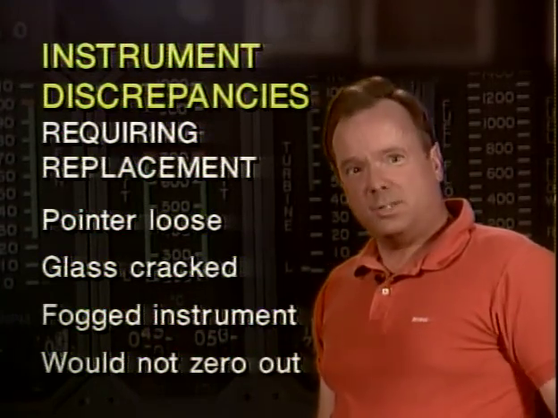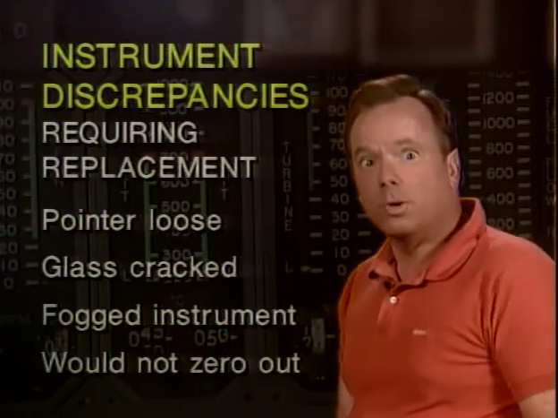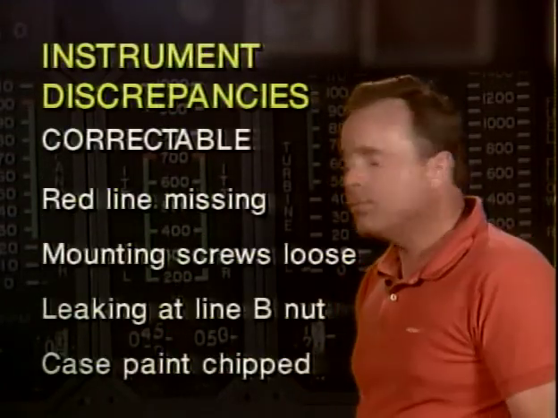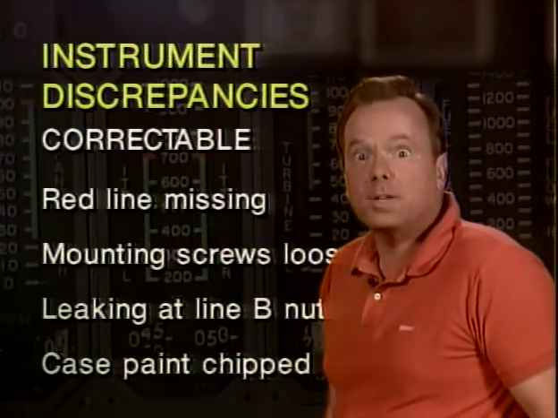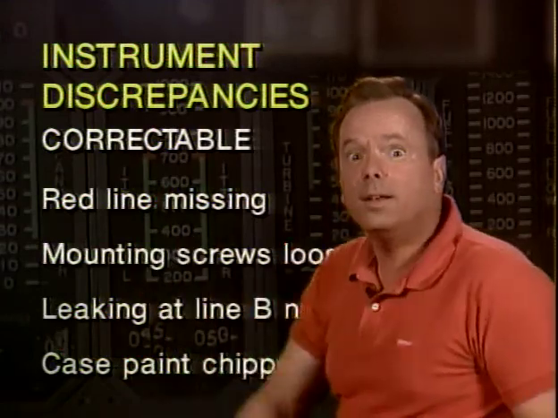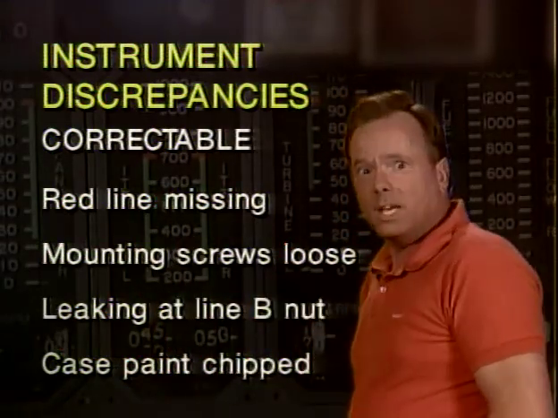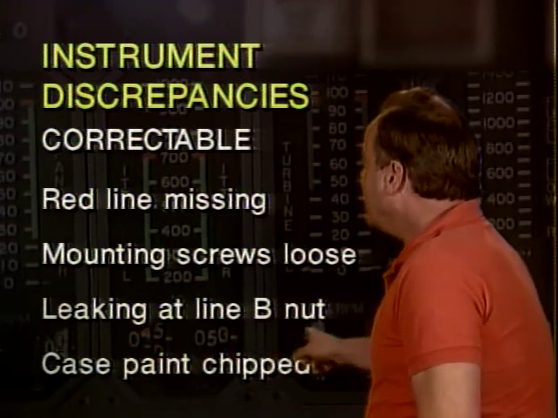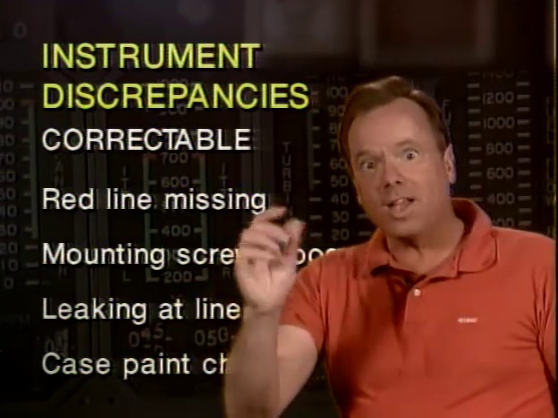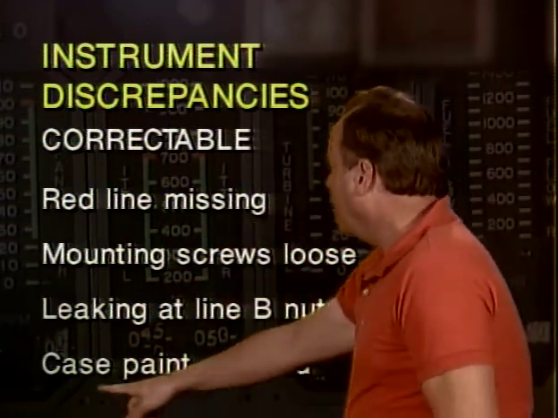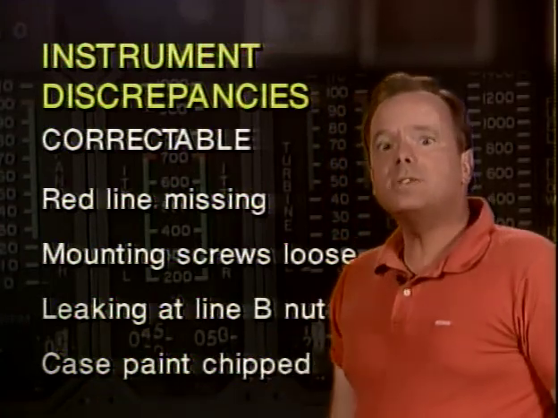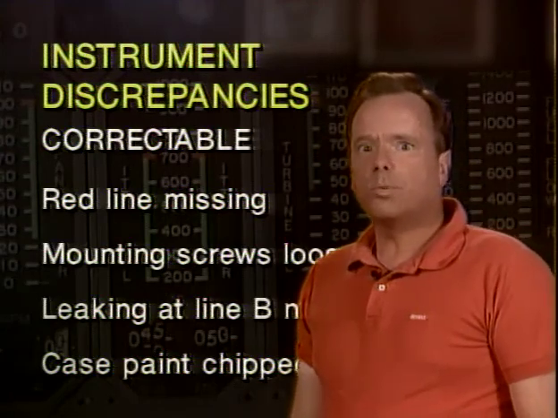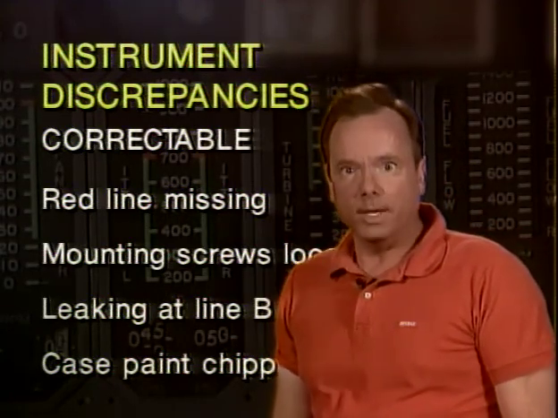Now, what's an example of a thing in which you would not have to replace the instrument? Well, examples might be, and these are correctable things, a red line missing. Why wouldn't you have to replace the instrument? Because you can put a new red line there. Mounting screws loose. Well, you could tighten them up, I suppose. Leaking at a beeline nut. Well, that would be a plastic vacuum line. Just tighten it up. Or a case paint would be chipped. Well, that's cosmetic. You wouldn't need to worry about that. So if they say the case paint is chipped on an instrument, it wouldn't require immediate action since it's cosmetic only.